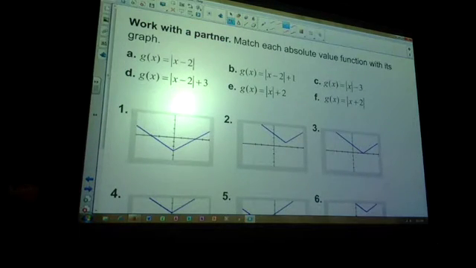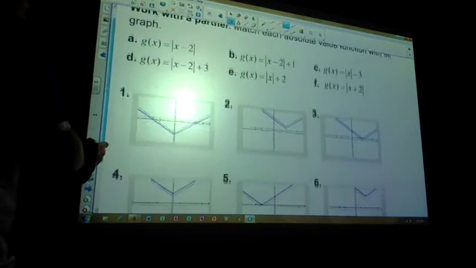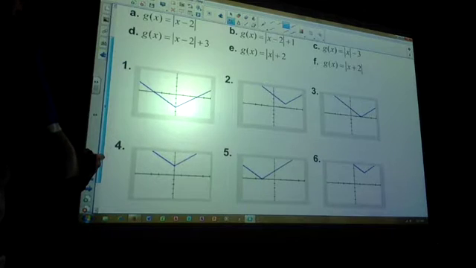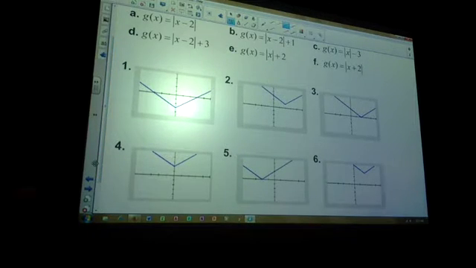Okay. So we don't have to really work with a partner, but let's see. Match each absolute value with its graph. These 6 graphs. We can see enough. Okay, hang on. I bet you we can do this.